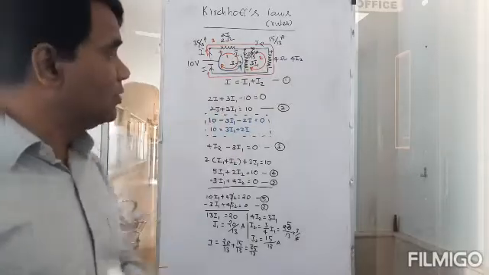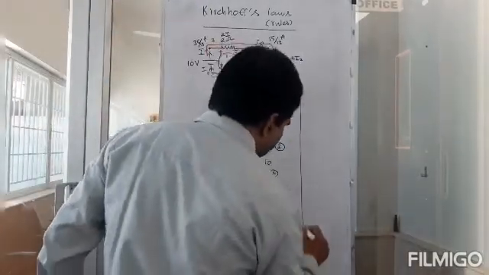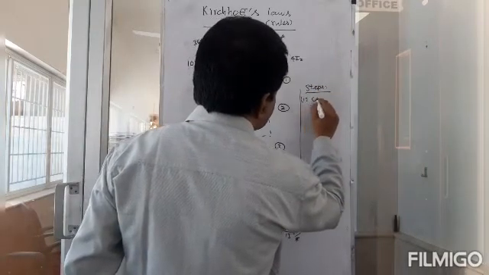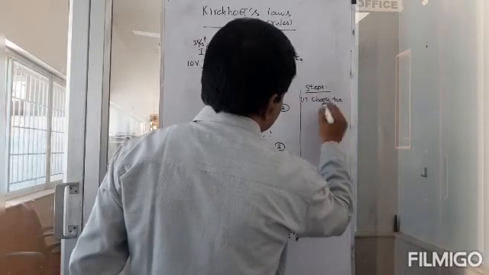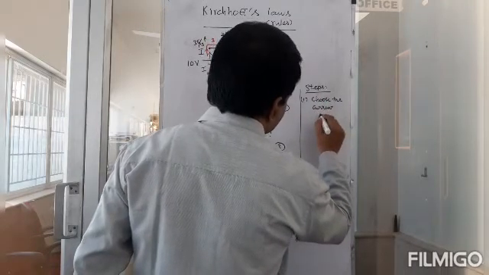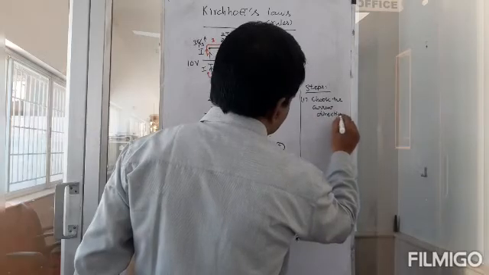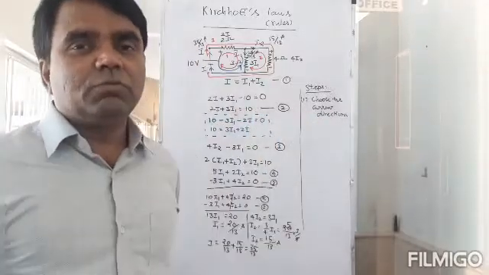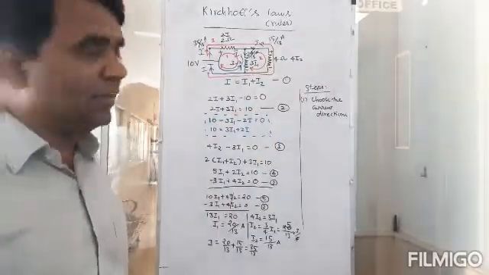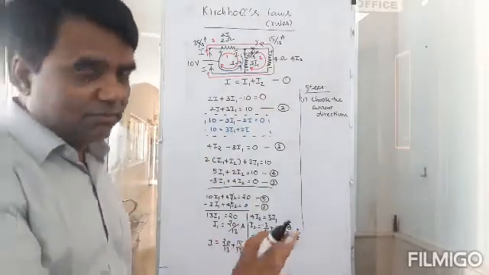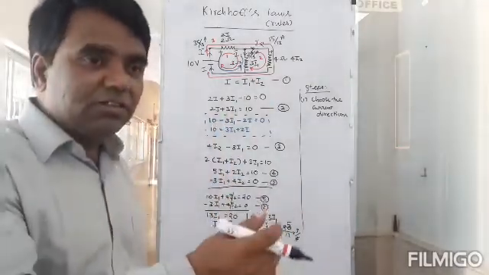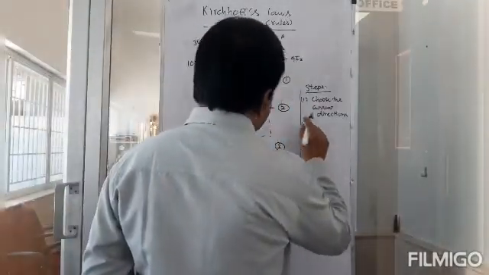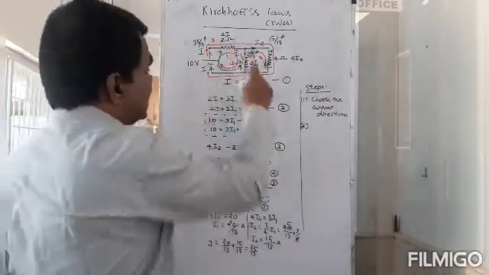Steps. Number one: choose the current direction. Okay, it's arbitrary. You can choose whatever direction you want. There's no bearing on the result. If you're wrong in assuming the direction, then you get a negative number. That's all. Second, once you have chosen the direction, then assign the voltage drops.